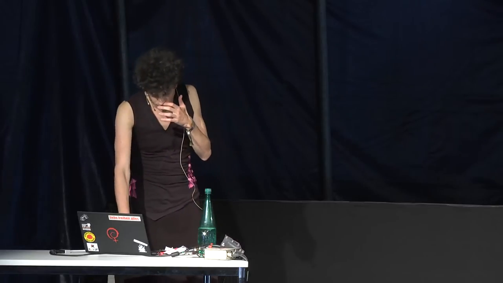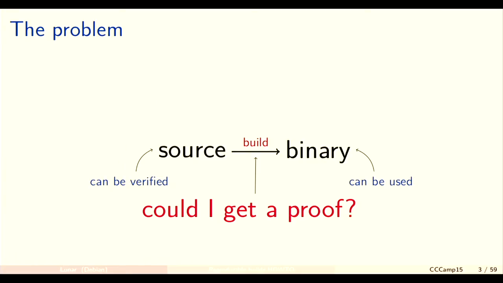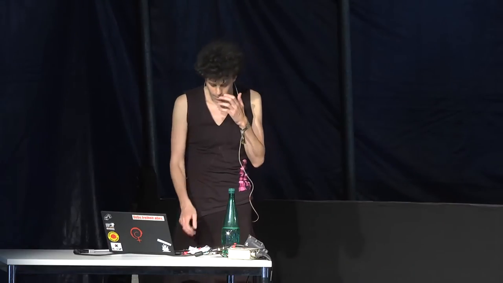The problem is that at the moment, if I want to know how a binary I get has been built, how it's been compiled, basically I have to trust the software authors. I have no good way to know how they made it. It would be so much better if you could get a proof that a source has actually been used to produce the binary we get.